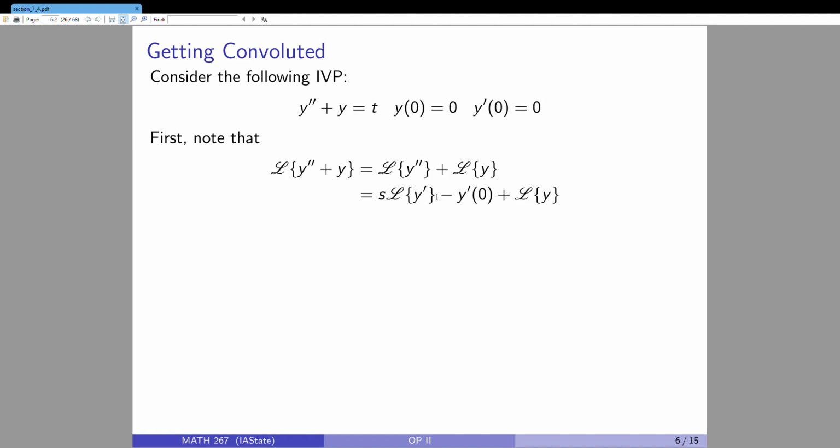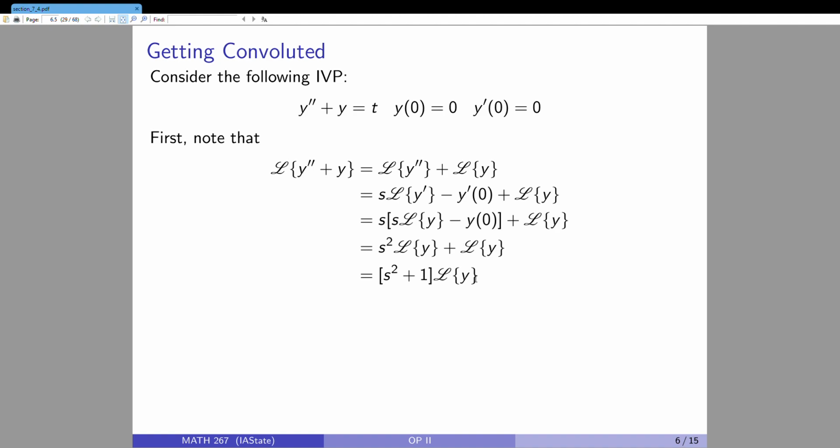The y prime will disappear. Apply that same rule again. And then we'll have s times all that junk, but y of 0 is 0, so that drops out again. Convenient. And that leaves me with an s squared times the Laplace transform of y plus the Laplace transform of y. Minding my p's and q's, I can clean that up and I get this, and I see that I've got s squared plus 1 times the Laplace transform of y, and as I've noted, hey, that's the auxiliary equation.